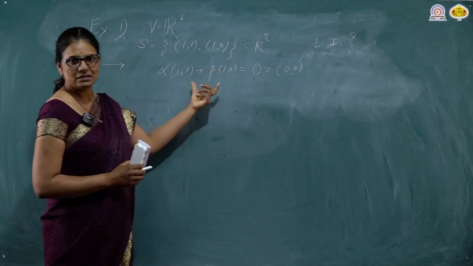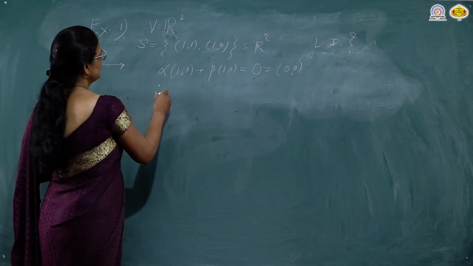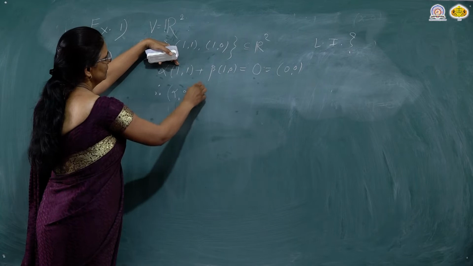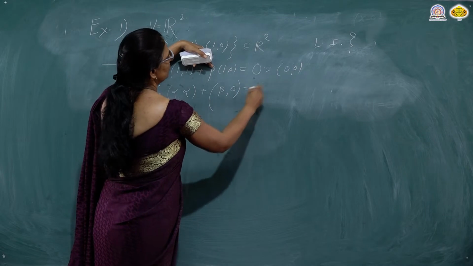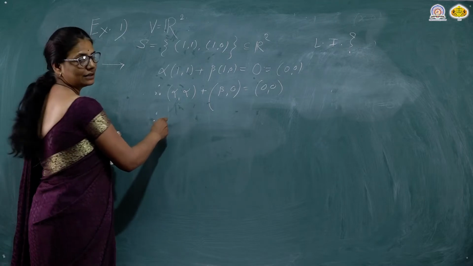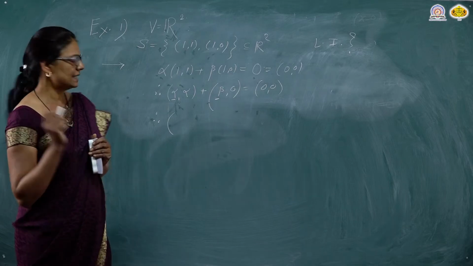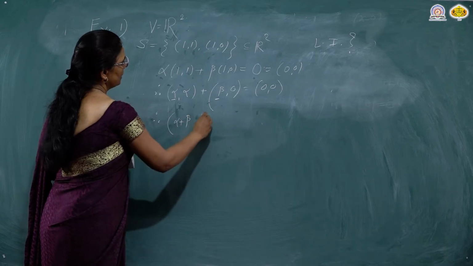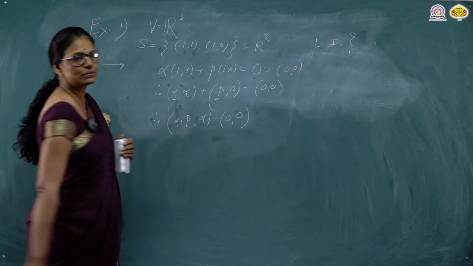Now solve this equation. First use the scalar multiplication. This can be written as alpha times (1, 1) plus beta times (1, 0), equal to (0, 0). Add these two vectors, which is component-wise addition and component-wise scalar multiplication. The first component of this addition is alpha plus beta, and the second is alpha plus 0, that is alpha, equal to the (0, 0) vector.